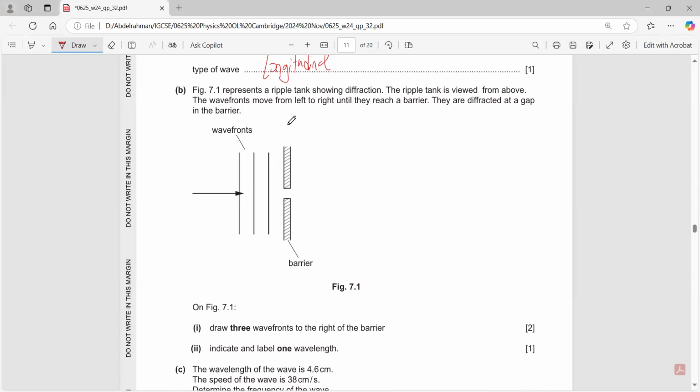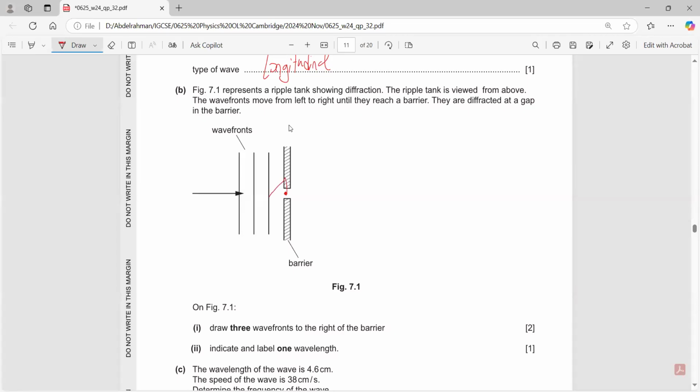Figure 7.1 represents a ripple tank showing diffraction. The ripple tank is viewed from above. The waves are moving from the left until they reach the barrier. You have a wave, and you have a barrier with a narrow gap. How can I draw the waves as they pass through the narrow gap? When they pass through the narrow gap, you need to use a compass. The pointy edge should be in the center of this gap.